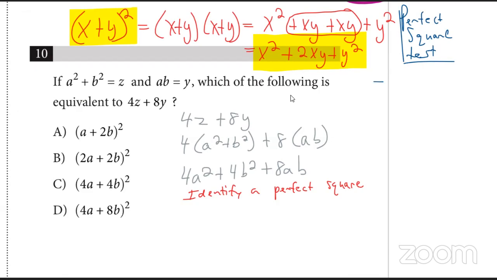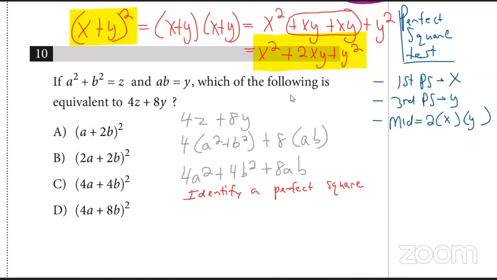So in order to do that, the first term must be a perfect square. So for our x squared, the first term was x. Next, the third term must be a perfect square. So the square root of y squared is y. Last but not least, the middle term has to equal 2 times each of those numbers you just found. So 2 times x times y. And notice that the middle term is equal to 2 times x times y.